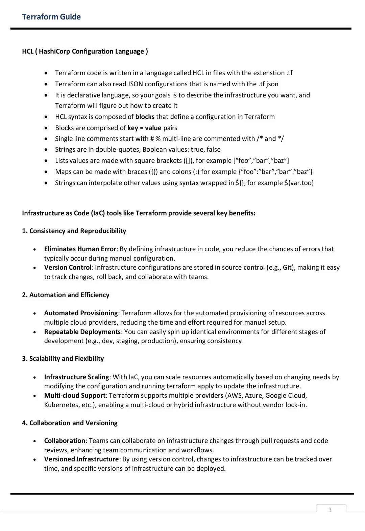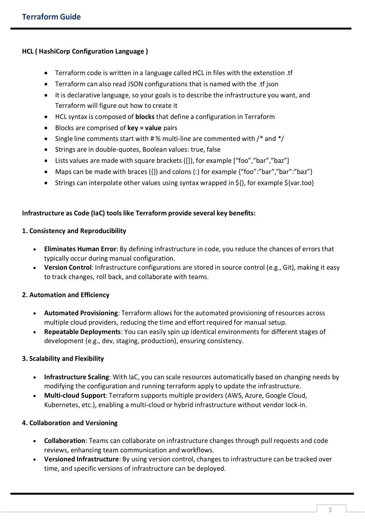Two: automation and efficiency. Automated provisioning: Terraform allows for the automated provisioning of resources across multiple cloud providers, reducing the time and effort required for manual setup. Repeatable deployments: you can easily spin up identical environments for different stages of development, for example dev, staging, and production, ensuring consistency.